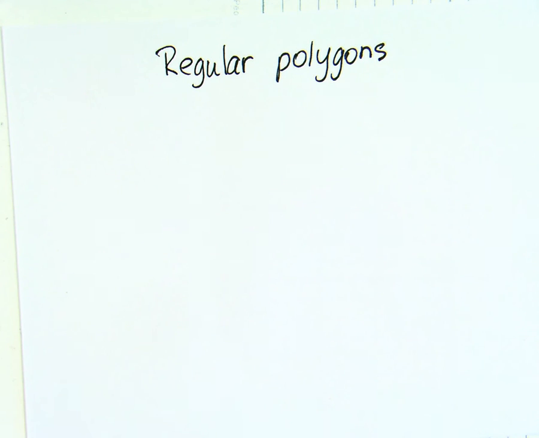This lesson is on regular polygons. Let's recall what a regular polygon is. That's one that has all of the side lengths the same and all of the angles the same.